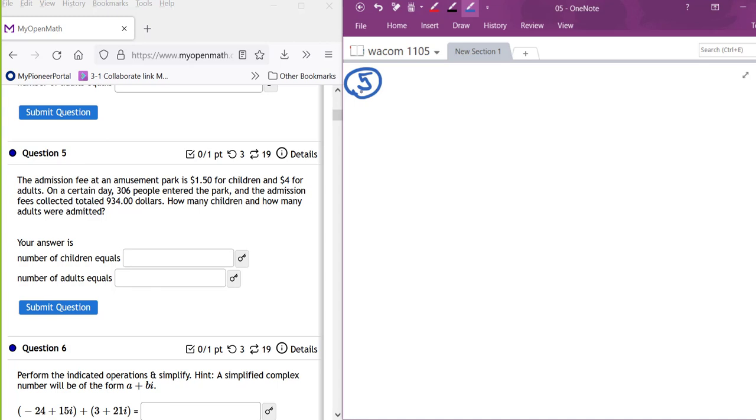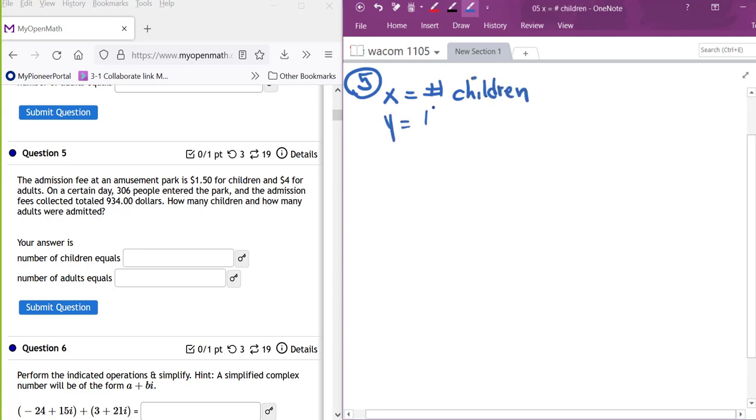All right, so I am going to use X and Y. And so I'm going to let X be my number of children, Y be the number of adults, and so my first equation I'm going to make is with my total. So if I add those up, X plus Y equals 306. Right? Then I'll do it with the money.